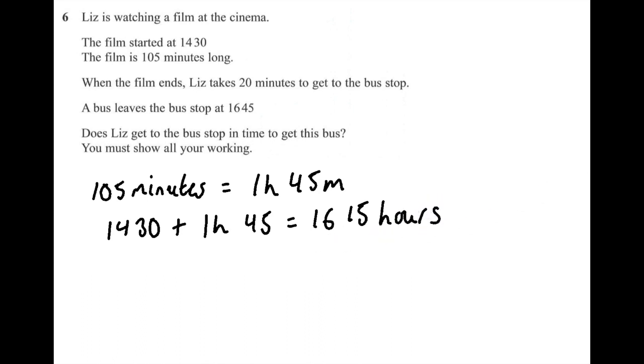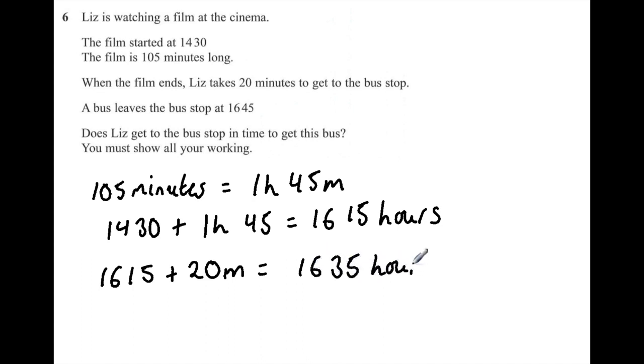Now it says when the film ends, Liz takes 20 minutes to get to the bus stop. So again, I'm going to add 20 minutes to 16:15 hours. So 16:15 plus 20 minutes equals 16:35 hours. So Liz has 10 minutes to spare, considering that the bus leaves at 16:45 hours and she will get to the bus stop at 16:35 hours. So she has 10 minutes to spare and she does get on time.